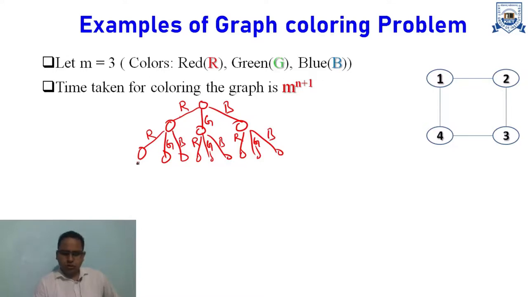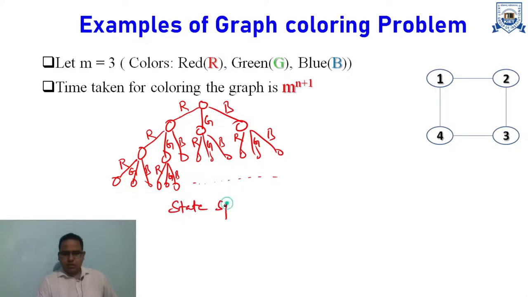Taking the third node, how can we color the third node? There are again three different possibilities, that is red color, green color and blue color, like this. Again, this node also can be colored in three ways, that is red, green and blue. Like this we will keep on doing for all the nodes. So if you see the total possible colorings for the graph, this is our state space tree. So this is called a state space tree.